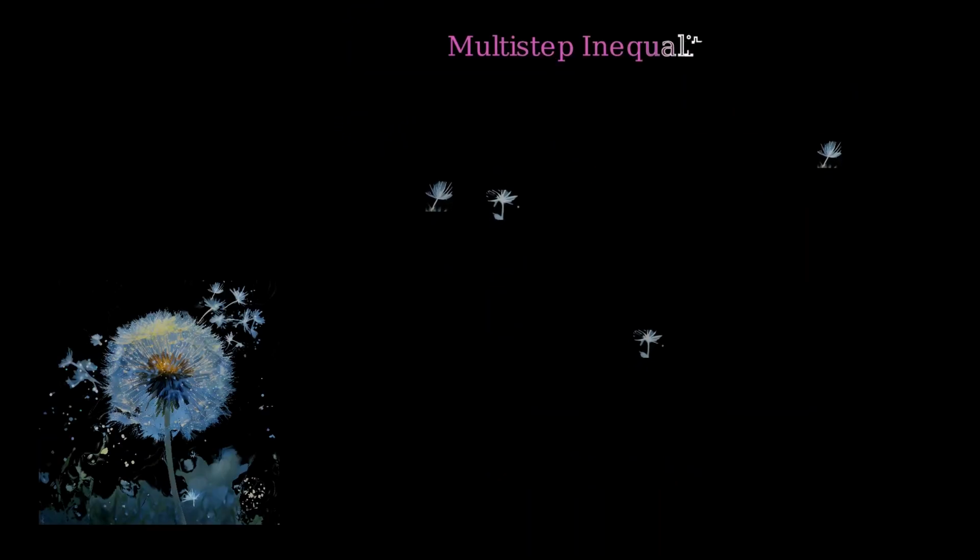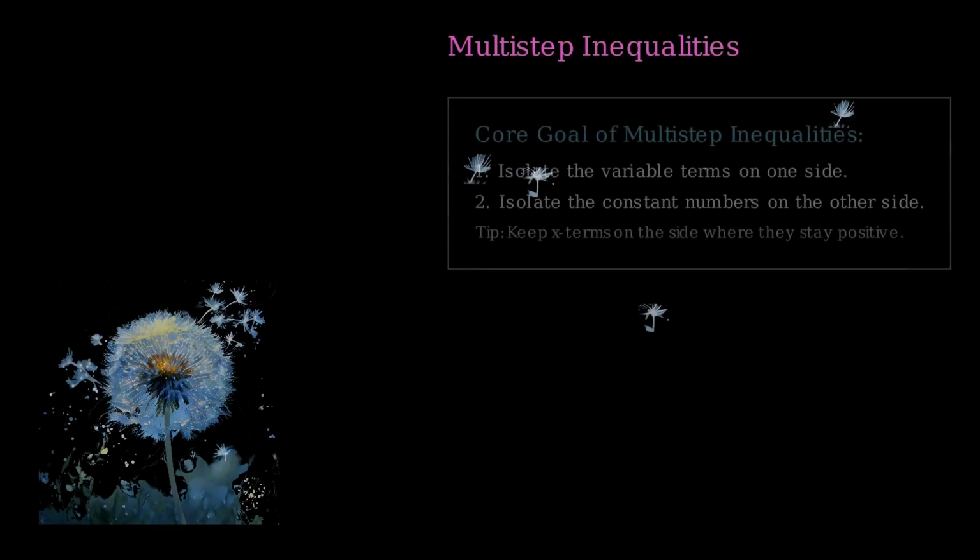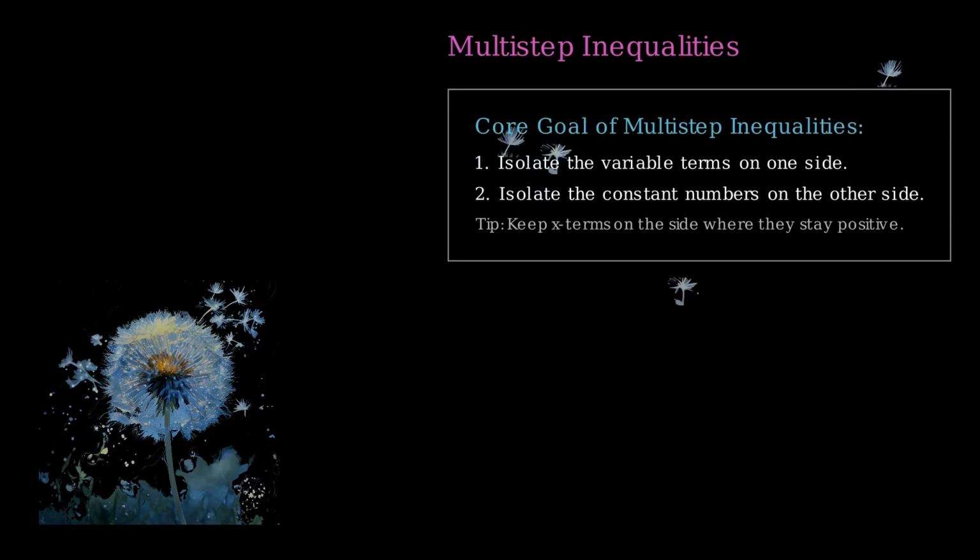To solve multi-step inequalities, we combine several techniques. Our main goal is to isolate the terms with x on one side and isolate the numbers on the other. It is often easiest to keep the x terms on the side where they will have a positive value, so we can avoid dealing with negative coefficients later.